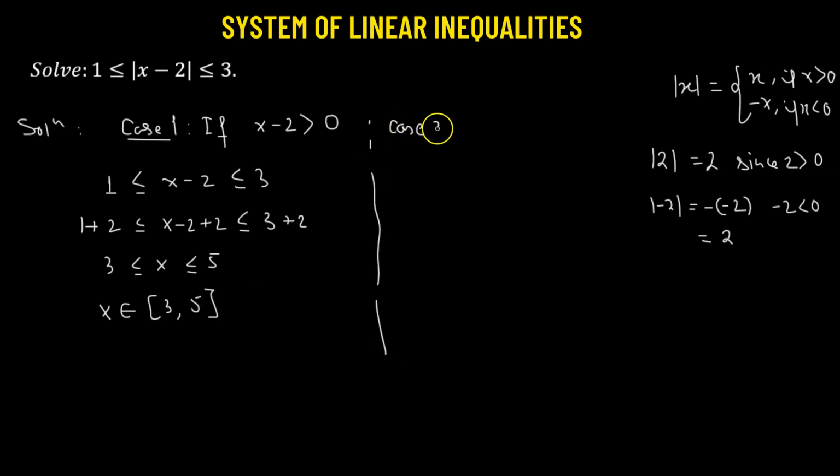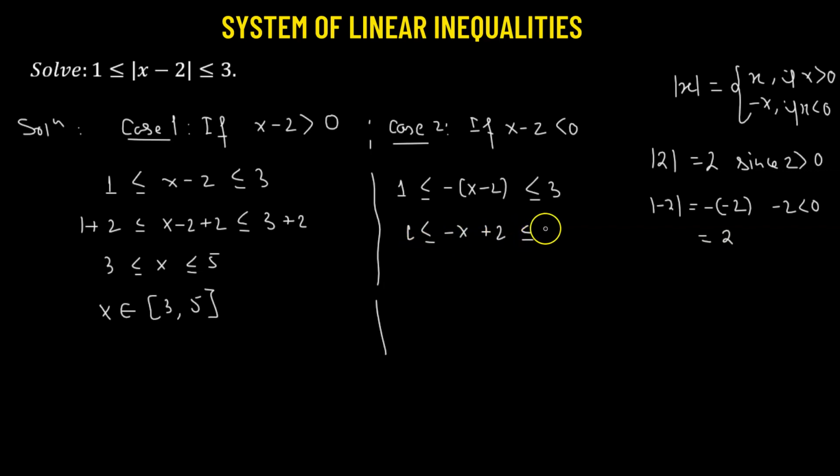In the second case, we will consider that x minus 2 is a negative number, that is, x minus 2 is less than 0. That means the absolute value of x minus 2 will get replaced with the negative of x minus 2, and this is lying between 1 and 3, which means we have 1 less than or equal to negative x plus 2 less than or equal to 3. Now we'll subtract 2 throughout. So we have 1 minus 2 less than or equal to negative x plus 2 minus 2 less than or equal to 3 minus 2. The 1 minus 2 will give us negative 1 less than or equal to negative x less than or equal to 1.